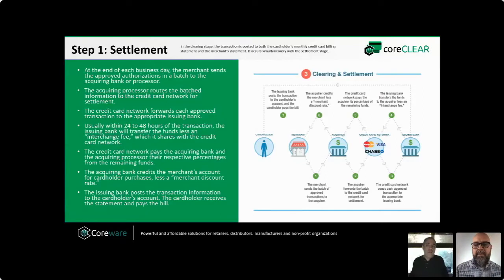So the acquiring bank credits the merchant less whatever rate you negotiated with them, and then the issuing bank posts the transactions to the card holder, and that appears on their monthly statement. Typically, if you're a card holder, you'll see the transaction during the day, it's pending, but then it goes from pending to an actual charge once that settlement process happens.